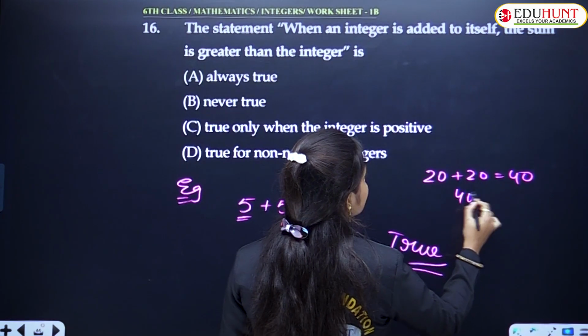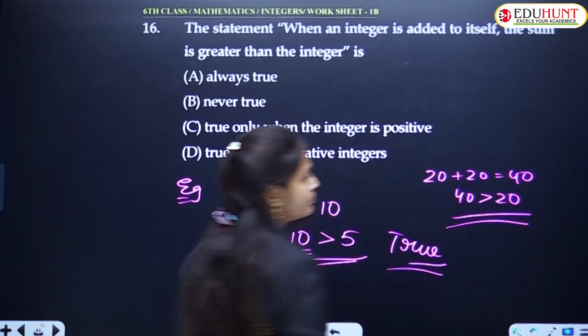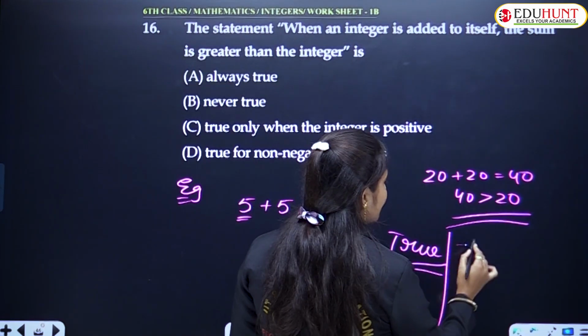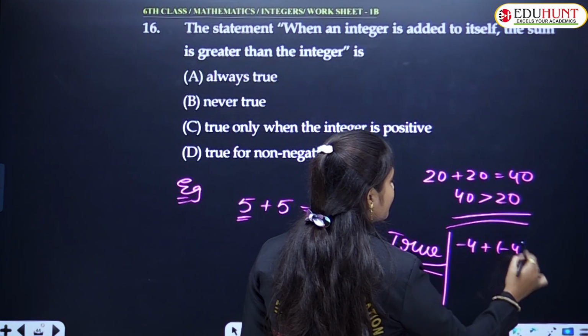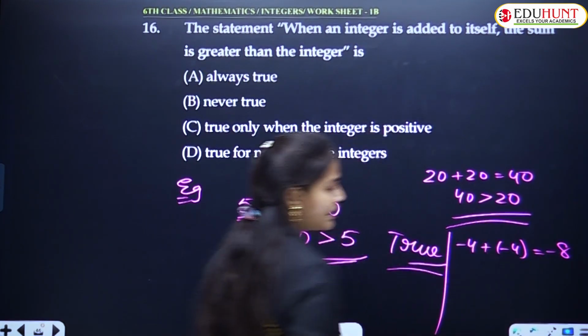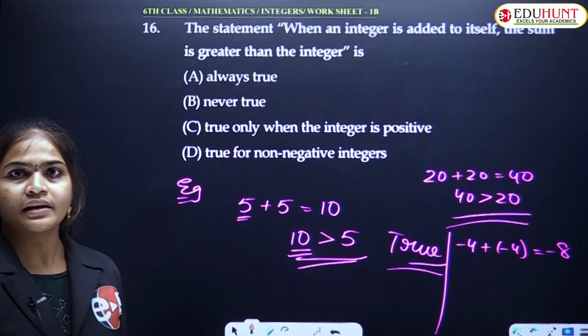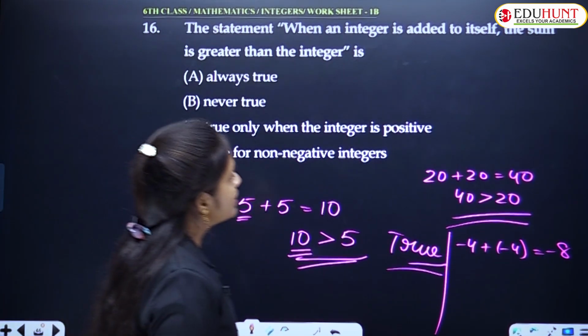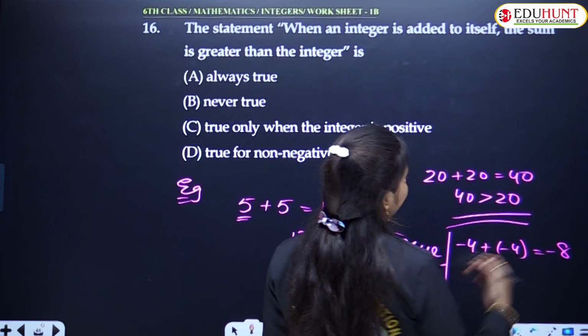So 40 is greater than 20. Yes or no? In all cases, it is satisfied only, no? Not only for positive values: minus 4 plus of minus 4 is equal to minus 8. Understand? In this case, what will you get here? True only when the integer is positive. See that: minus 4, and here plus of minus 4.